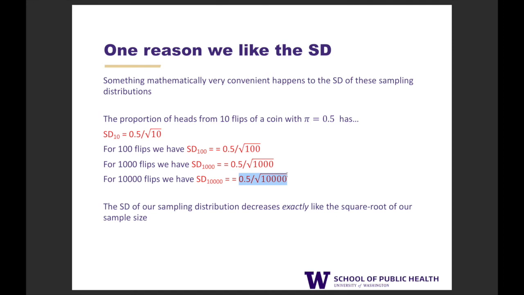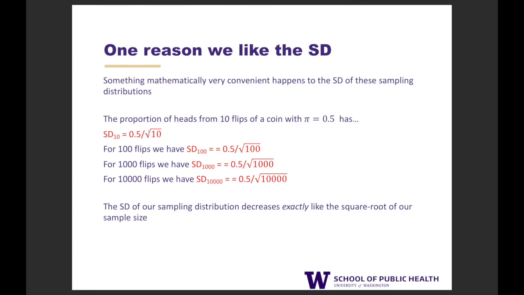So we know the standard deviation should decrease as the number of coin flips increases, right? Because the width of that sampling distribution should be decreasing. But this is a really cool mathematical relationship. The standard deviation of our sampling distribution decreases exactly like 1 over the square root of our sample size, right? So if we did 1,000,000 flips, what we would have for the standard deviation is 0.5 over the square root of 1,000,000.